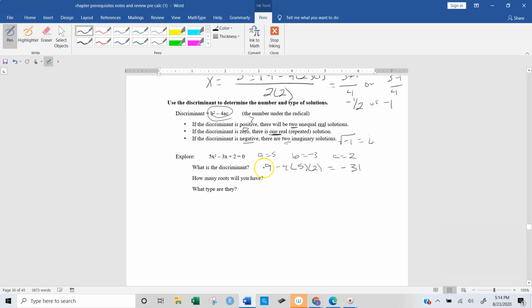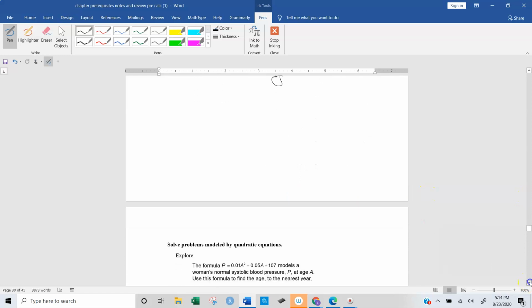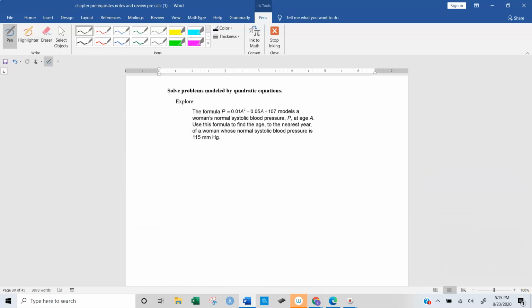If it's negative, I know I have 2 solutions because there's 2 answers to a square root. And if it's negative, I know it's an imaginary solution. It means it doesn't cross the x-axis when we go to graph those later. Only real solutions cross the x-axis.